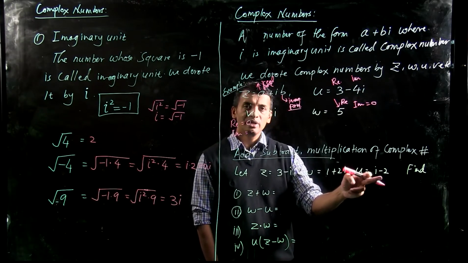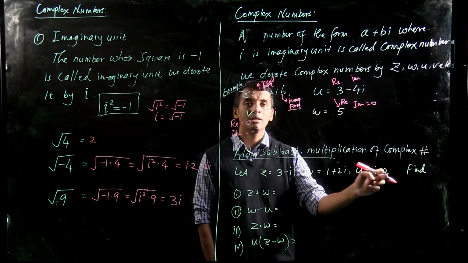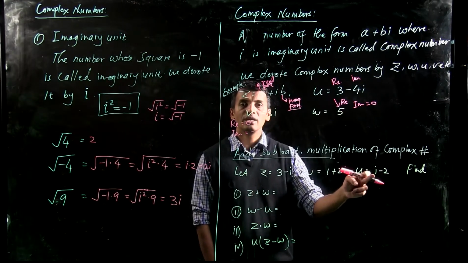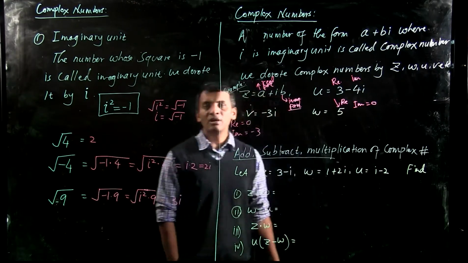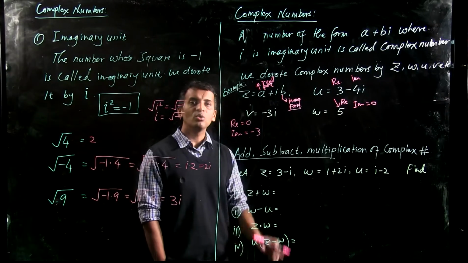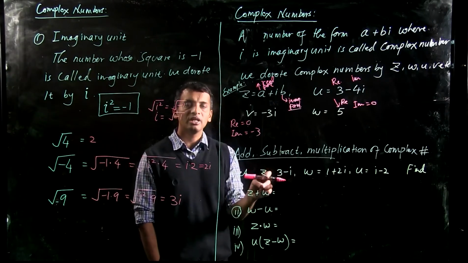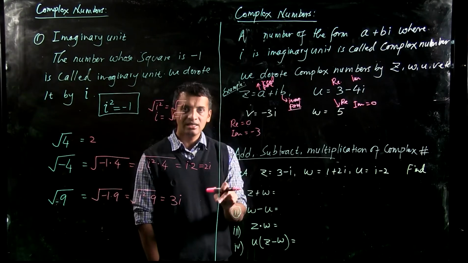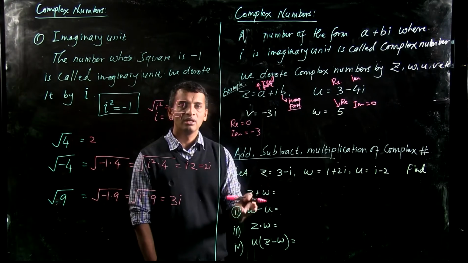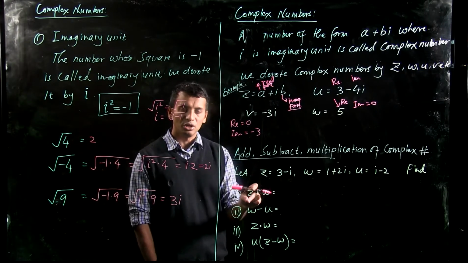Then U is another complex number, i minus 2. What is the real part? The real part is the one that does not come with i. That is -2 is the real part. And then 1 is the imaginary part. So to find the real part and the imaginary part, you don't look at their order. You look at whether it comes with i, then that is the imaginary part. If it comes without i, that is the real part.